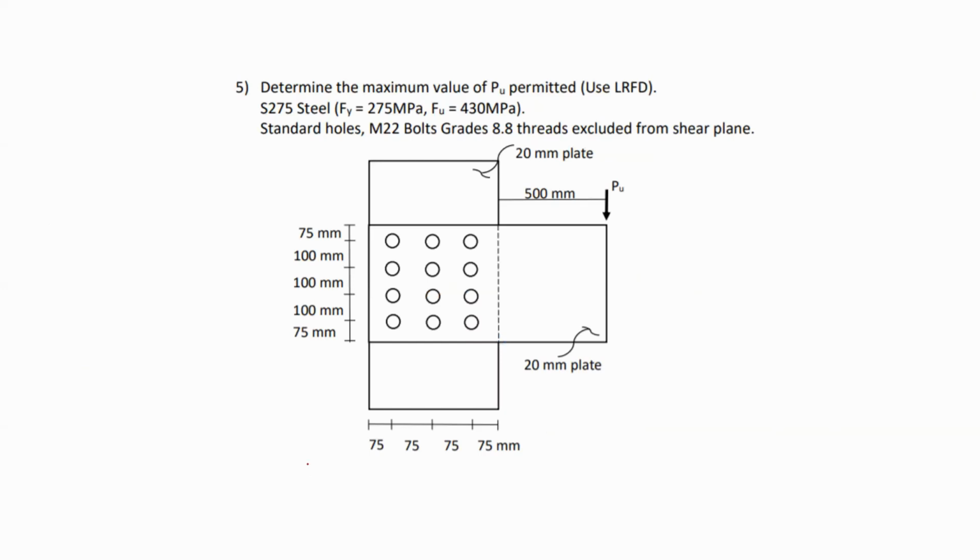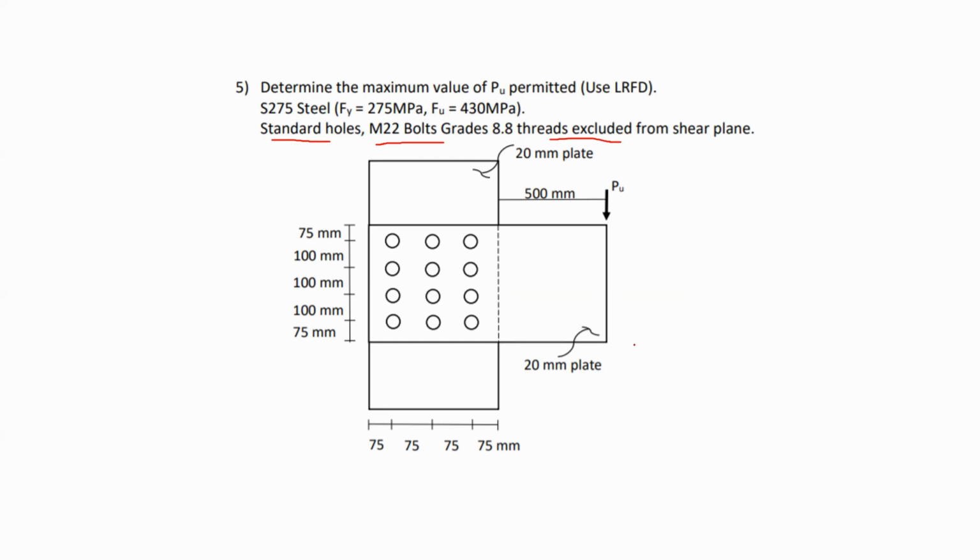Now, in problem number 5, we have to determine the maximum value of PU permitted. Let's use LRFD. Similar to the previous problem, now we have PU in here, but we have a different type of connection. As we can see, these bolts are distributed as shown in here. We are also given standard holes, M22, that's the size, the grade, and threads are excluded from the shearing plane. That's the problem that I have.